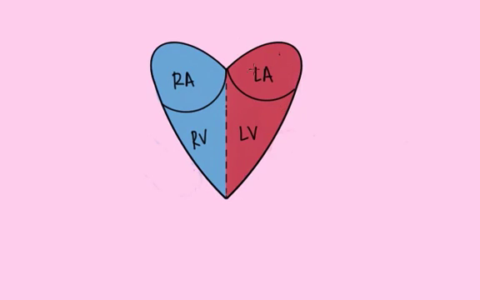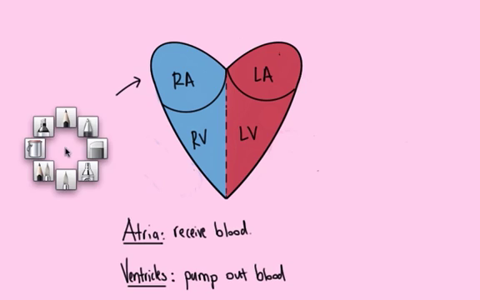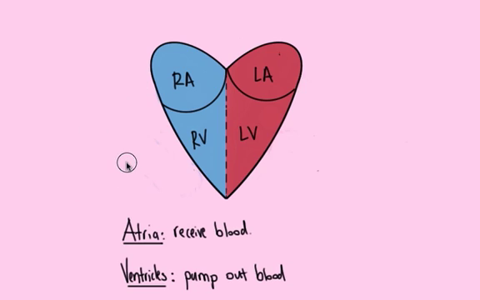Okay, so here we've got the heart, and I've labeled the four chambers. Remember that each of the chambers of the heart can fall into one of two categories. It's either an atrium, plural atria, or a ventricle, plural ventricles. Right? The atria are where the heart is going to receive blood, and the ventricles are where the heart pumps out blood.